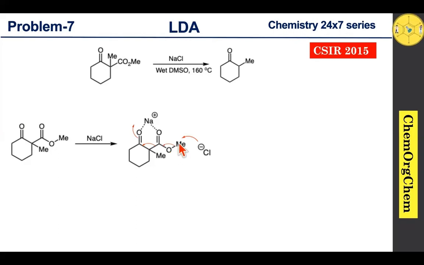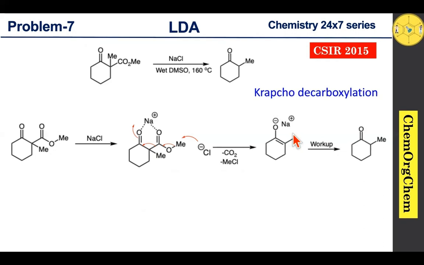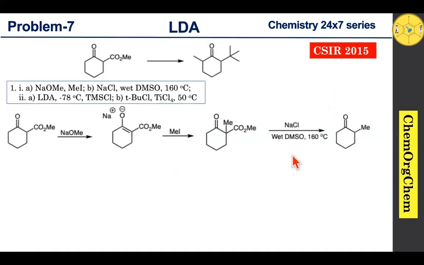Then the oxygen-carbon bond breaks, this electron moves here, and this carbon-carbon bond also breaks, this electron moves here, and this pi electron moves towards the oxygen atom. This results in the elimination of methyl chloride as well as carbon dioxide, which produces this corresponding enolate ion. When you do acid workup, it produces the corresponding ketone. This type of reaction is called Krapcho decarboxylation. Therefore, when you do Krapcho decarboxylation, it produces the corresponding ketone compound.